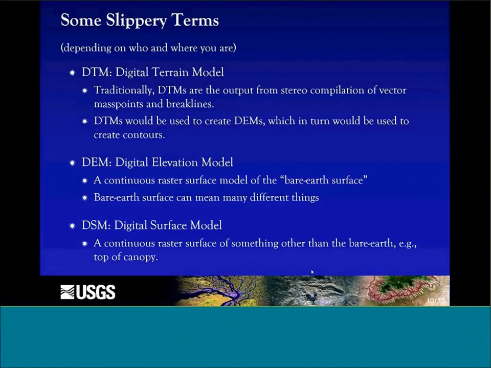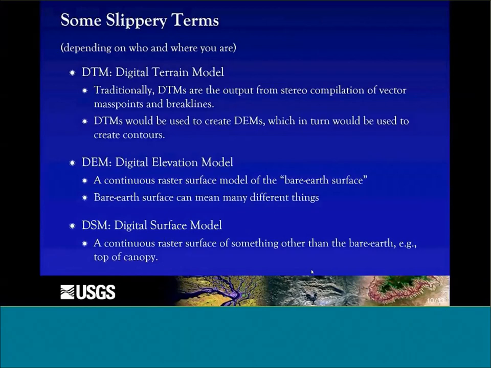Traditionally, that's what you would call the mass points and break lines that come from stereo compilation. DTMs are used to create DEMs, and those are then in turn used to create contours. And if we put ourselves back 20 years, contours were really one of the primary elevation products that people wanted to use. The DTM unto itself is not really that user-friendly.